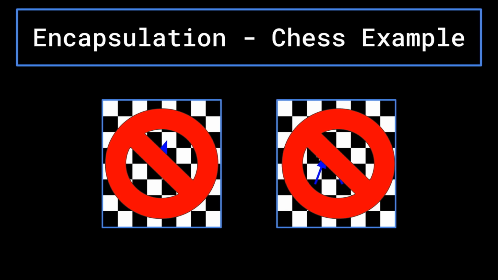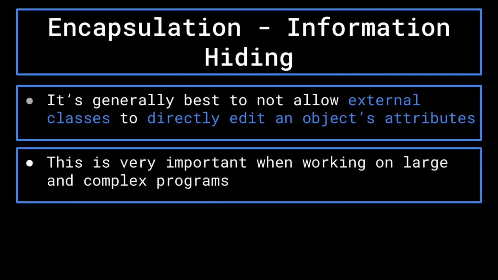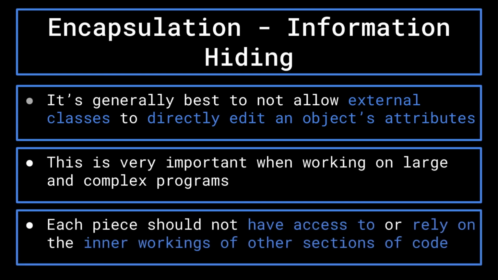Encapsulation is useful for a variety of reasons. As we just went over, it is best to not allow anything external to directly edit an object's attributes. This is especially true when working on large and complex programs, where you may want individual pieces of the program to work well without requiring them to rely on every other section of the code.